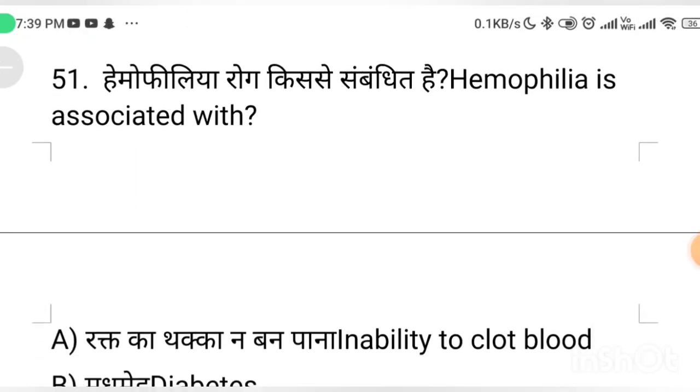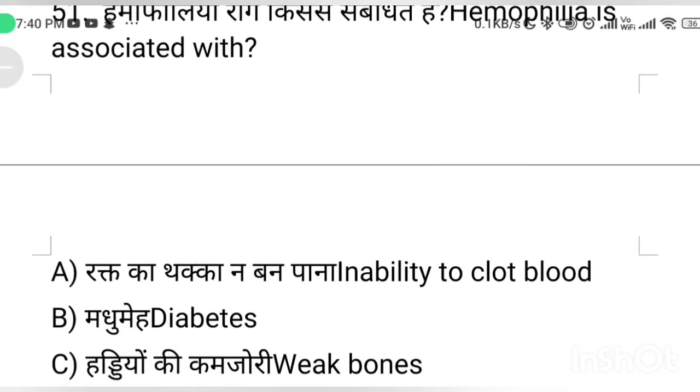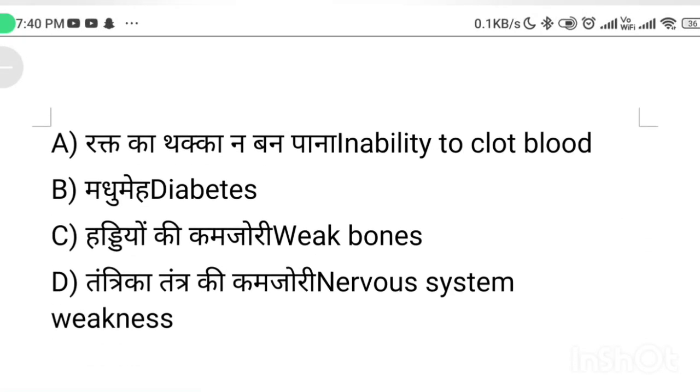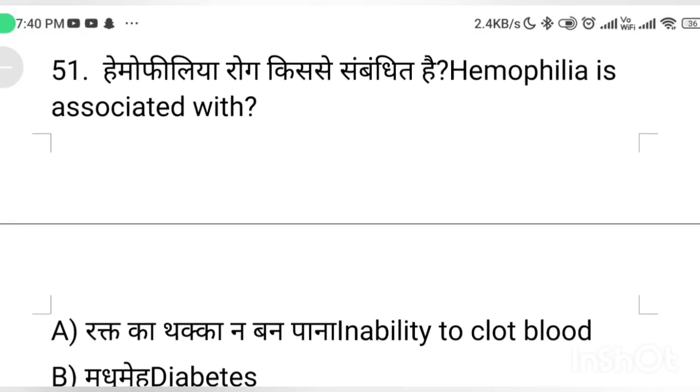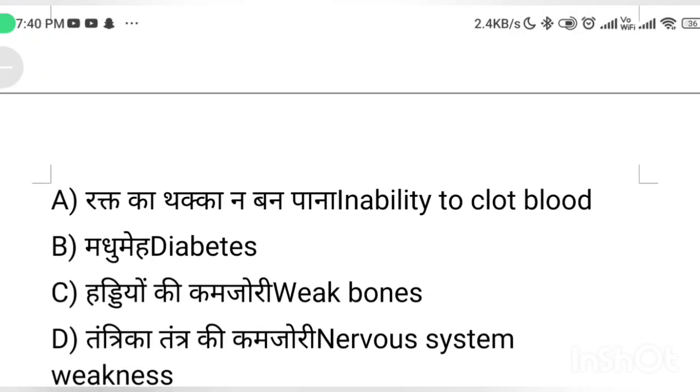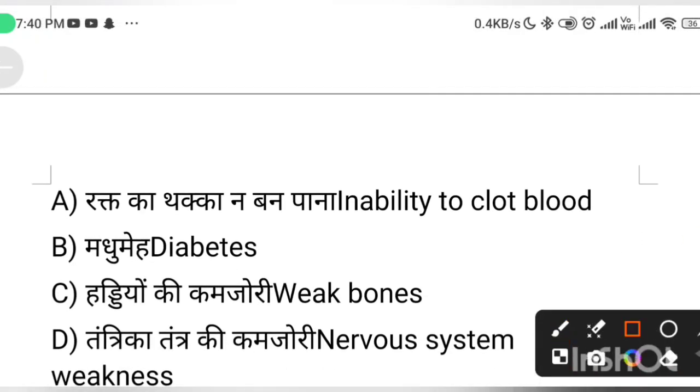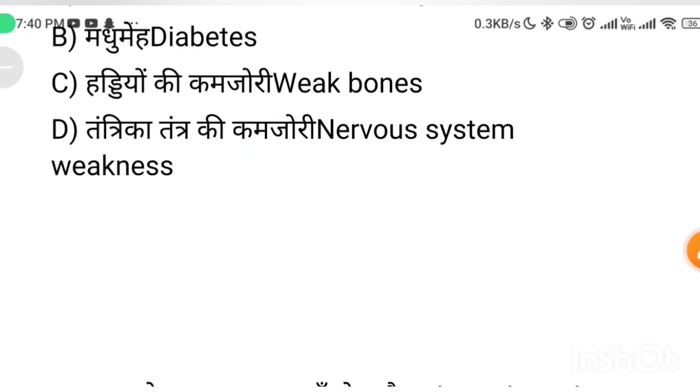Hemophilia is associated with option A, inability to clot blood. Option B, diabetes. Option C, weak bones. Option D, nervous system weakness. Hemophilia is associated with inability to clot blood. Option A is correct. Next question.